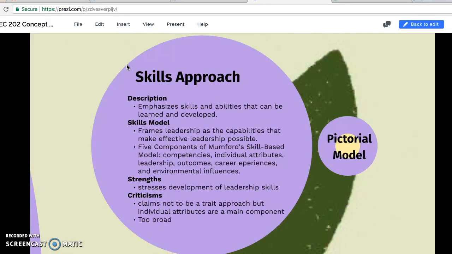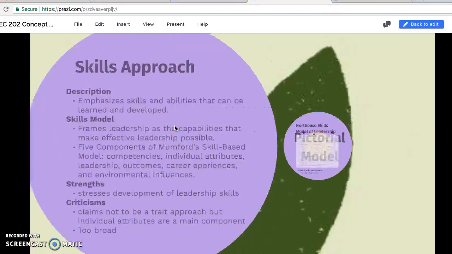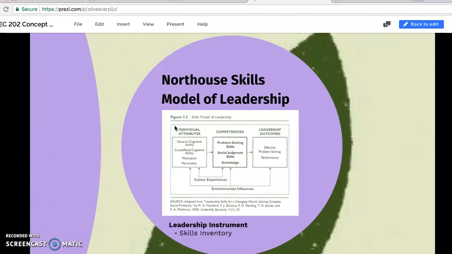The skills approach emphasizes the skills and abilities that can be learned and developed, and it frames leadership as the capabilities that make effective leadership possible. The pictorial model shows individual attributes and competencies leading to leadership outcomes. These are also influenced by career experiences and environmental influences.